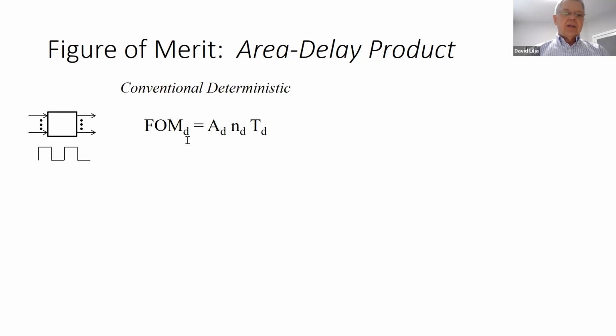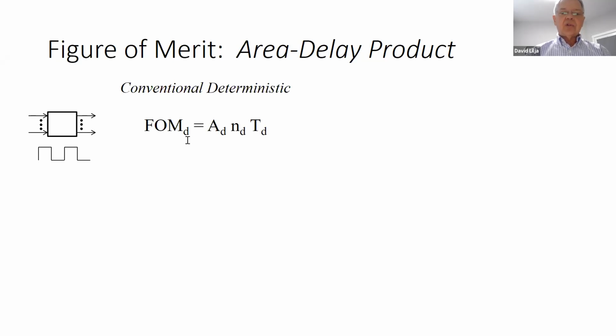I'm going to look at the area delay product. So I'm going to take the area of the circuit for a conventional deterministic system, take the area in terms of number of gates. I'm going to multiply that by the number of cycles that it takes to generate a result, and multiply that by the delay, the critical path delay through that circuit. And I get this area delay product, which I call the figure of merit.